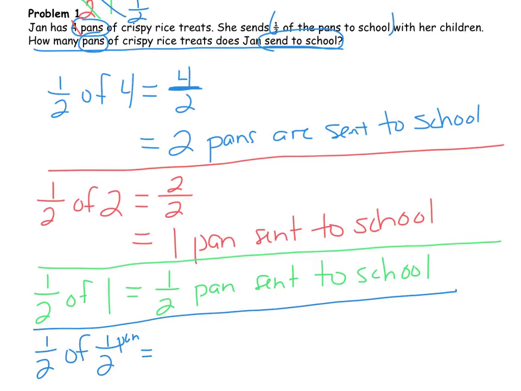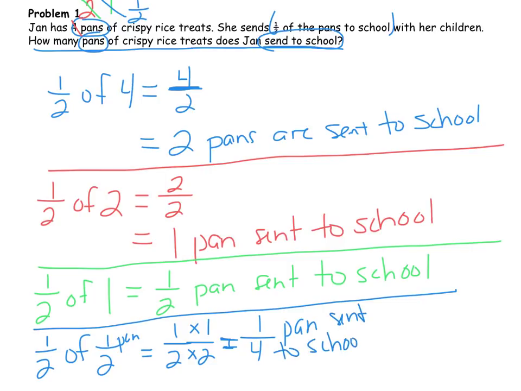Well, 1/2 of 1/2. So let's show this one a little more. So 1 times 1 is 1. 2 times 2 is 4. So 1/4 of a pan sent to school. Well, I want to prove this one to you in an area model since we've used those in the last module.